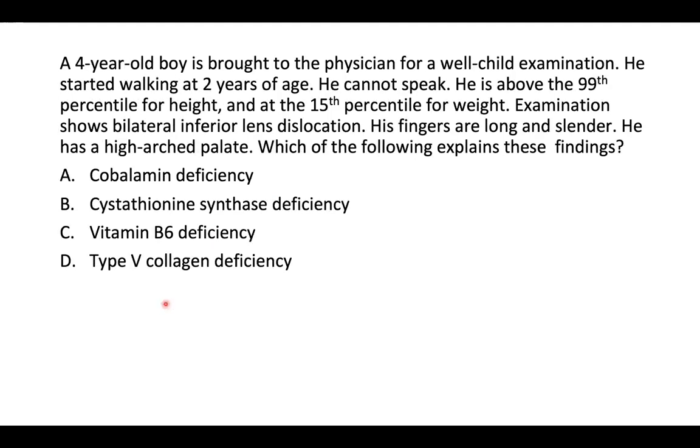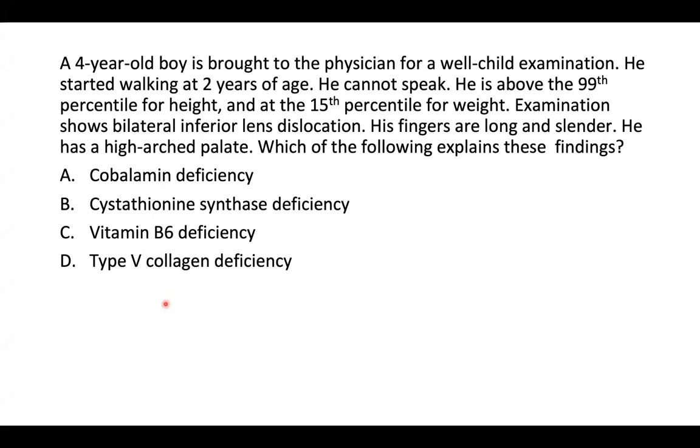All right, next question. A 4-year-old boy is brought to the physician for a well child examination. He started walking at 2 years of age. So this is delayed, okay? So right away, he started walking late. Children should start walking by about 12 to 15 months. He cannot speak. He's above the 99th percentile for height. What does that mean? He's really tall, okay? And he's at the 15th percentile for weight. So he's tall and he's really thin as well.